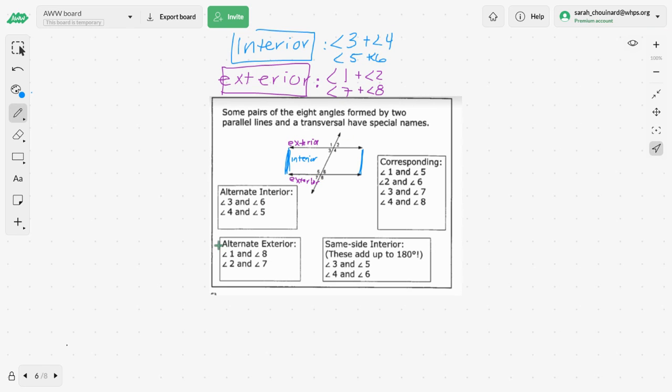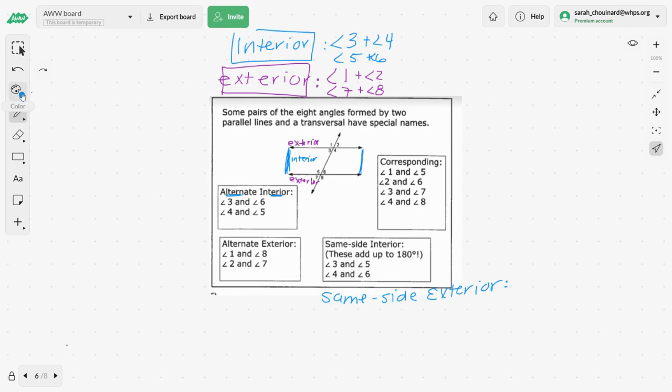It's helpful to know that because that helps us with these words: alternate interior, alternate exterior, same side interior, and we're also going to add on same side exterior. So mathematicians are not very creative. I've said that before. When they named alternate interior angles, they were talking about angles inside of the parallel lines on opposite sides of the transversal. So 3 and 6 would be alternate interior. 4 and 5 are also on opposite sides, so they're also alternate interior angles.